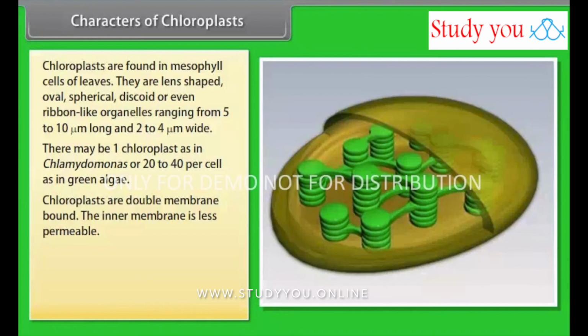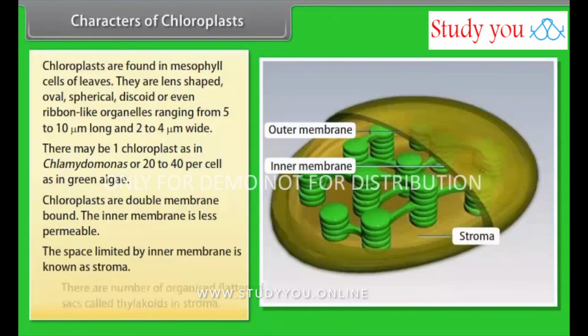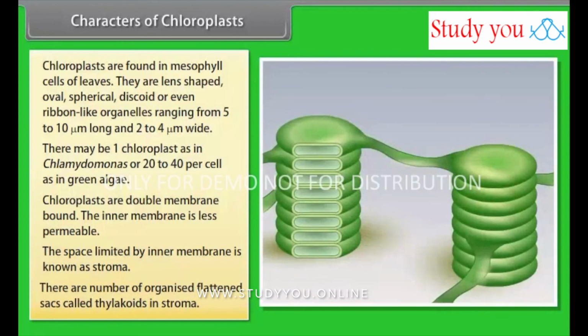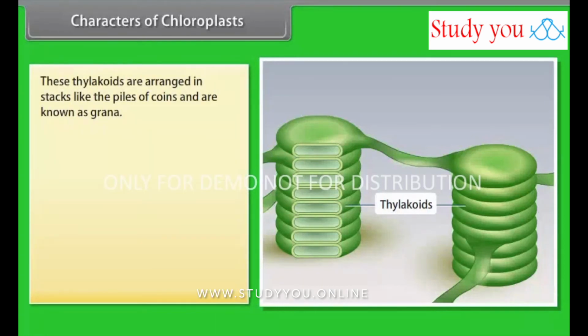Chloroplasts are double membrane bound. The inner membrane is less permeable. The space limited by inner membrane is known as stroma. There are a number of organized flattened sacs called thylakoids in stroma. These thylakoids are arranged in stacks like the piles of coins and are known as grana.